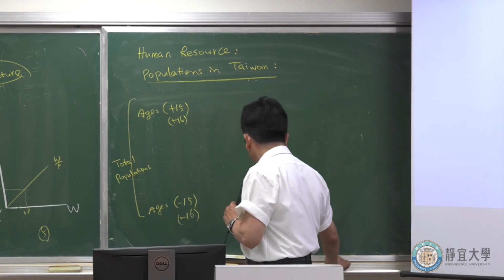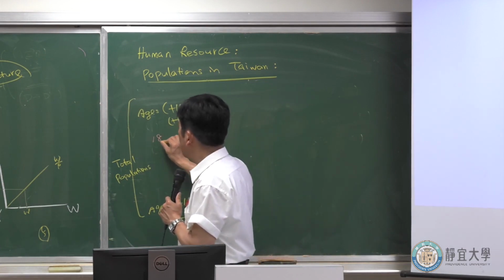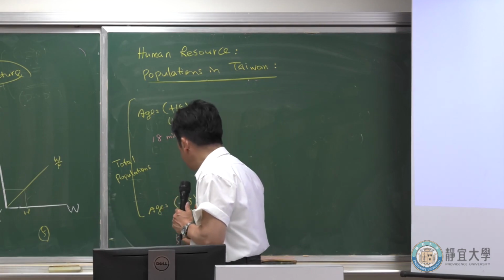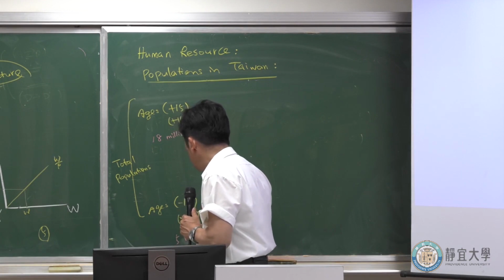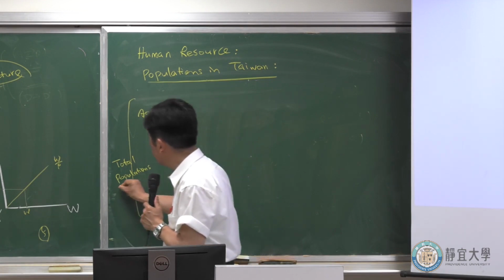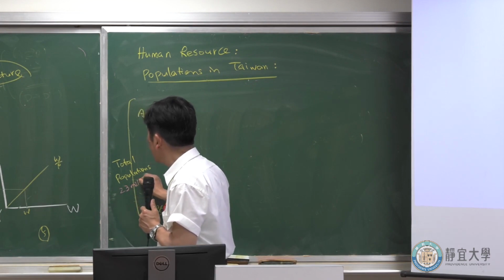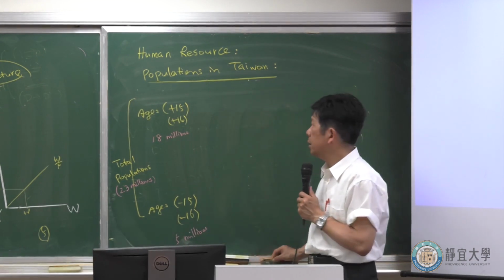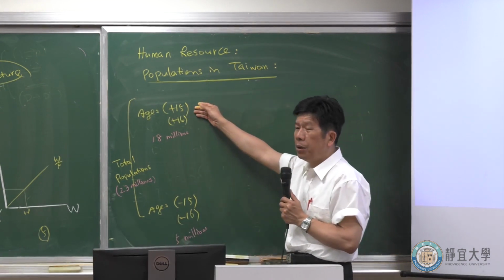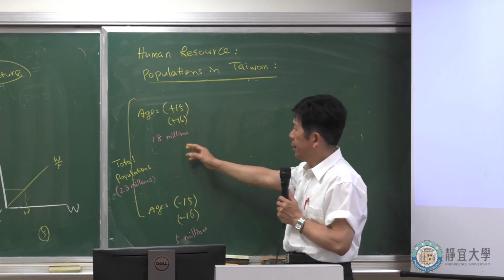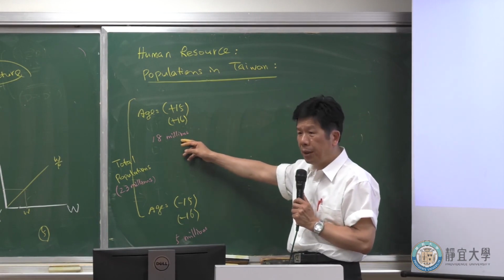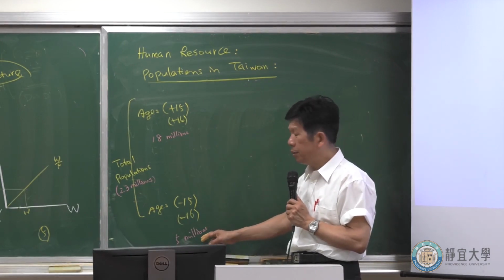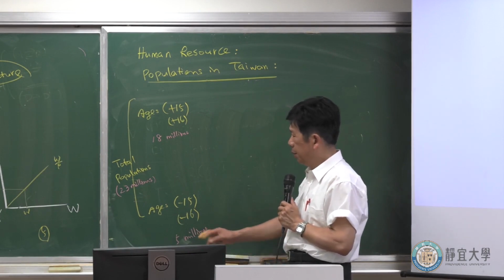Here you can look: Taiwan, 18 million, and this is 5 million. In Taiwan, the total population is 23 million, and the age over 15 or 16 is 18 million. The 5 million are children, young girls or boys.